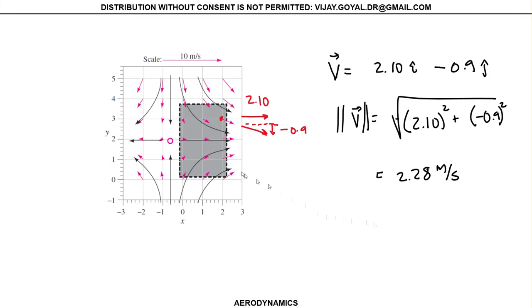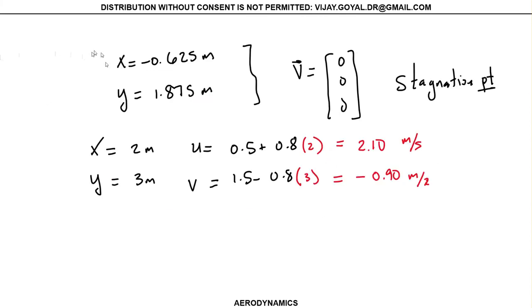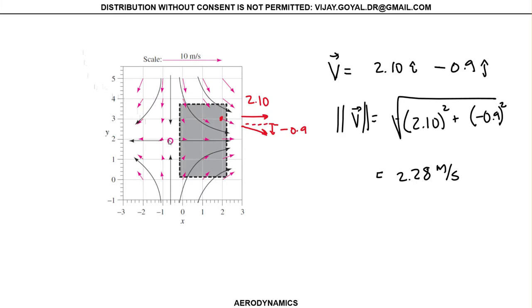Now we could go ahead and find what the field looks like at each one of those points. That's how we draw this vector field: we evaluate it at each one of those points. In the previous example, we found -0.625 and 1.875, and you can see that what happens at that particular location is this location right here. That is your stagnation location.